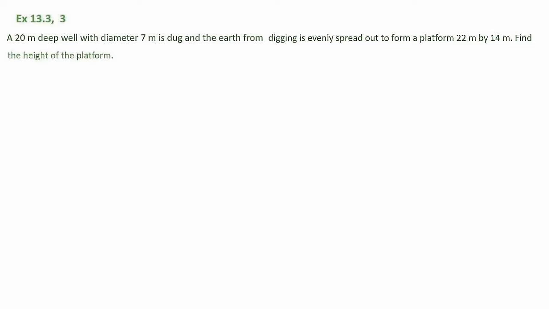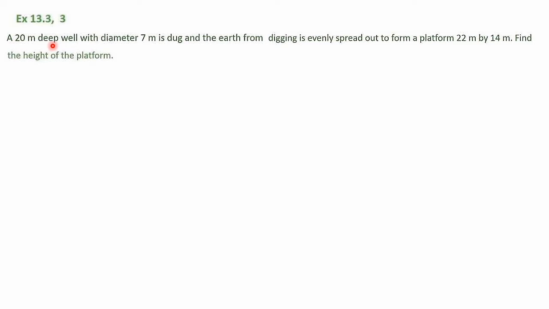So let's go through the question. It's a practical question. A 20 meter deep well with a diameter of 7 meter is dug. Usually we dig the well in the shape of a cylinder. The shape of the well is a cylinder. So 20 meter deep means the height is given to us as 20 meter, and the diameter is 7 meter, meaning the radius is 7 by 2 meter. So this is in the cylindrical shape.